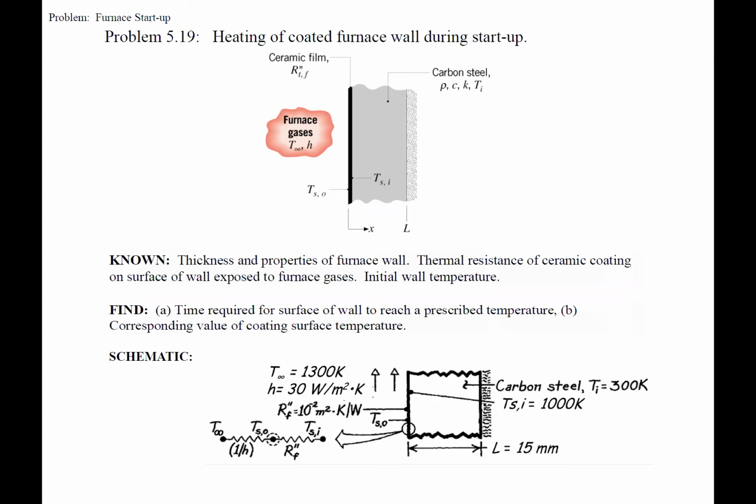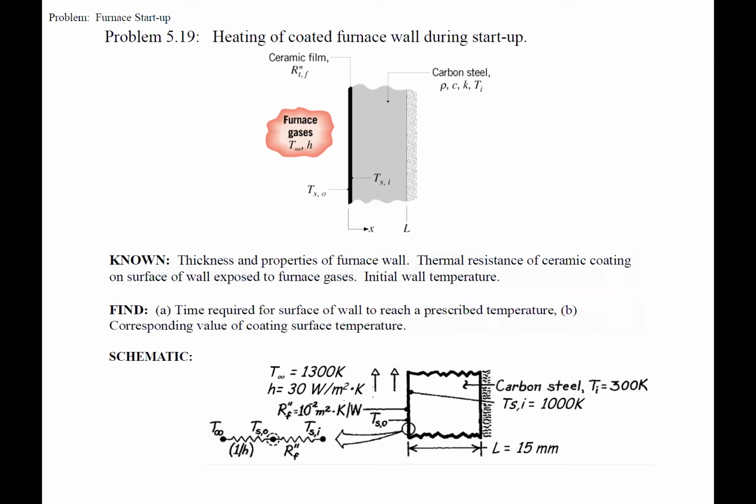So you have a K, density, C, right? So you have properties for the carbon steel, and it is of thickness L, which is 15 millimeters. To protect it from the corrosive effects of the furnace combustion gases, one surface of the wall is coated with a thin ceramic film that for a unit surface area has a thermal resistance of 0.01 meters squared K per watt. The opposite surface is well insulated from the surroundings.